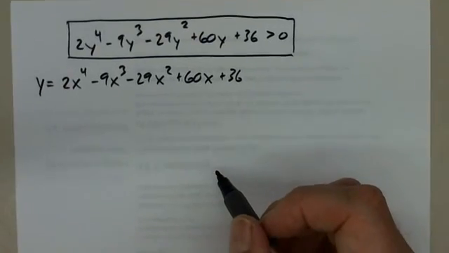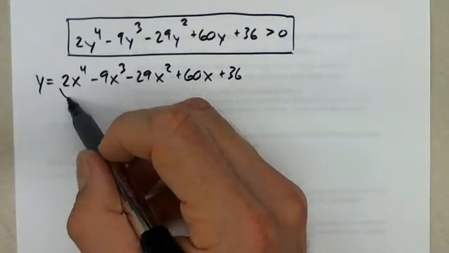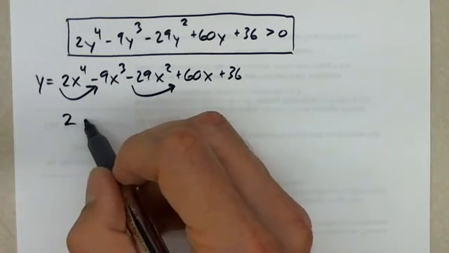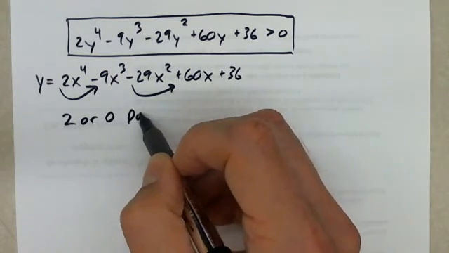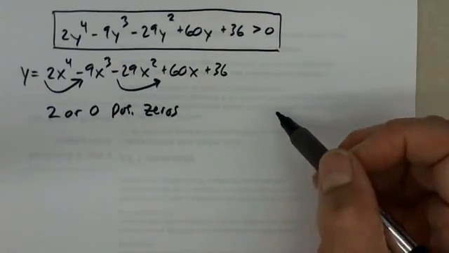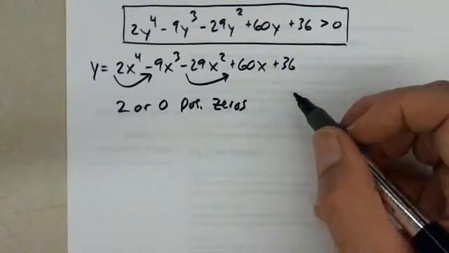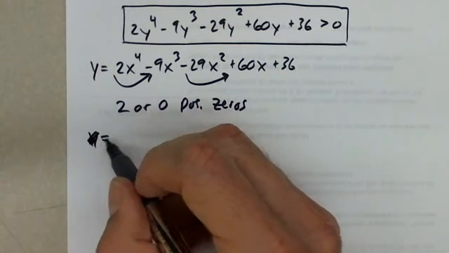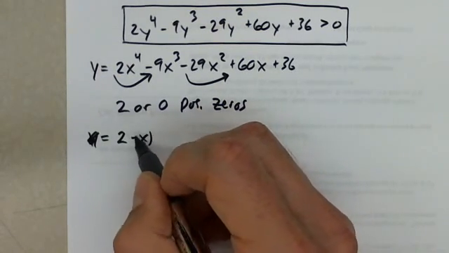So let's see how many zeros, how many positive zeros. We go positive to negative, to negative, to positive, to positive. So 2 or 0 positive zeros. That's Descartes' rule of signs. And then let's check the negatives. 2 negative x.